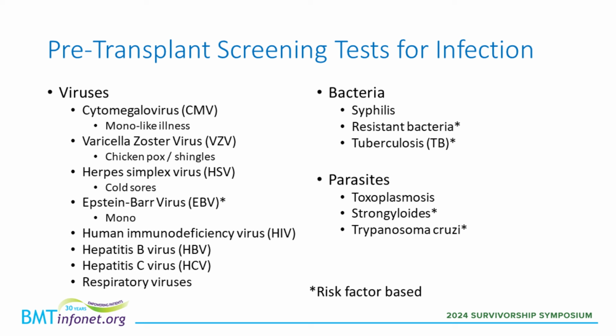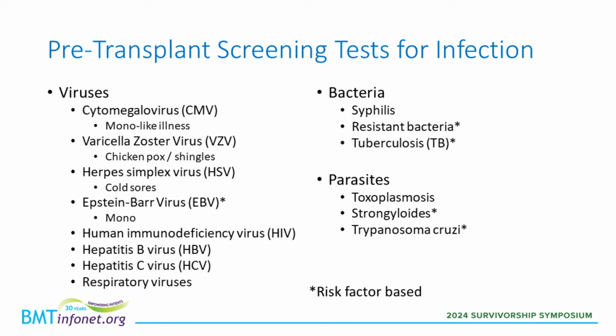Herpes simplex virus is the virus that causes cold sores. 25 to 50% of adults have evidence of past herpes simplex virus infection. Of note, most adults with blood evidence of past infection with herpes simplex virus have never had cold sores. So even though you've never had cold sores, if you have evidence of past infection, you probably do have a virus in your body, and it might be able to cause problems later on.